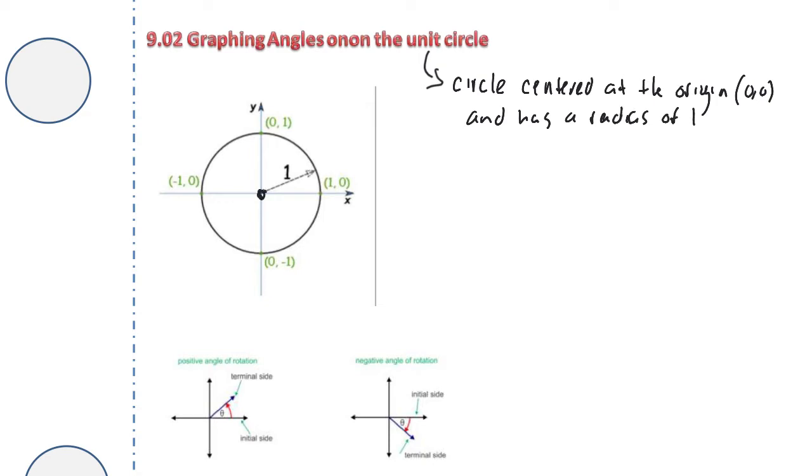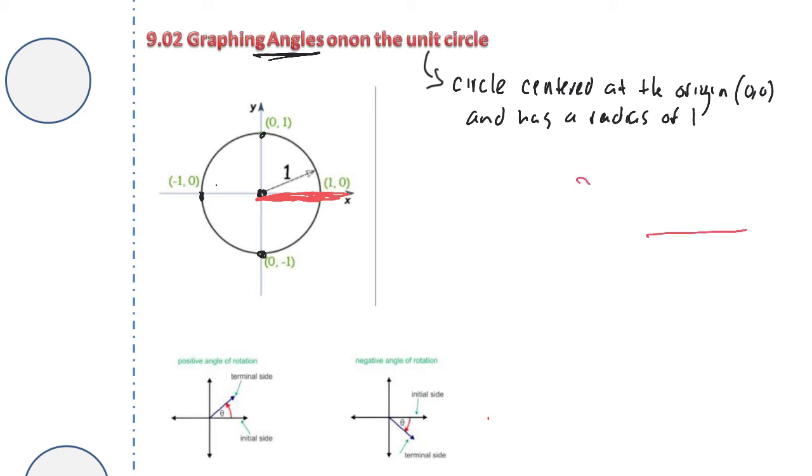So we see that the origin is where the center of the circle is. The radius is 1, so it hits the points 1, 0, 0, 1, negative 1, 0, 0, negative 1. So 1 unit, that's why it's called the unit circle. Great. So we're going to graph angles on this unit circle. And to do that, we're always going to start with the initial side in the positive x direction. What I mean by that is this line. We're always going to start from here, and we're going to draw angles.